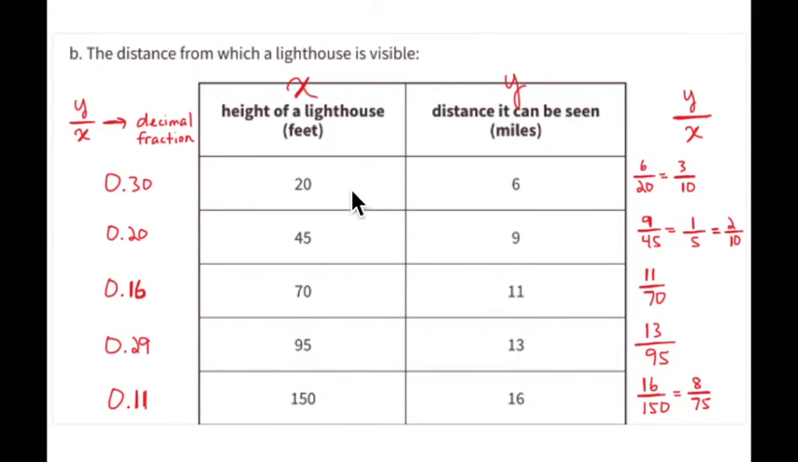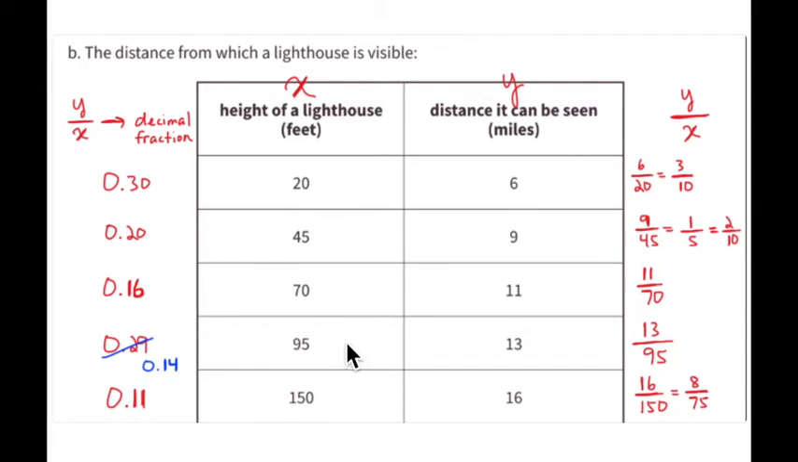So the height of lighthouses that you can see is not proportional. The distance that you're away from those lighthouses is not proportional to their height. I did go back and check this calculation. It turns out that I did make a mistake on this. So 13 divided by 95 actually equals 14 hundredths, not 29 hundredths.